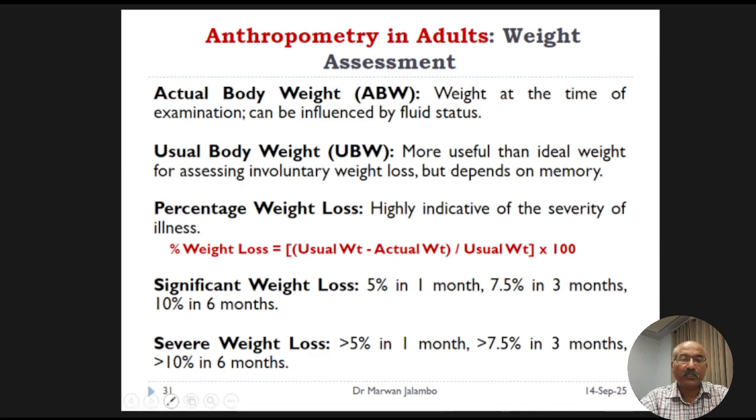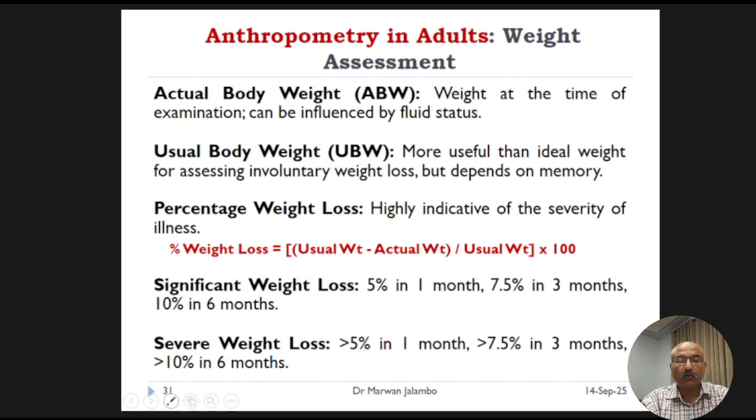The Academy of Nutrition and Dietetics and ASPEN have established consensus criteria for what constitutes significant versus severe weight loss over specific time frames. For example, weight loss of 5% in 1 month is considered significant, while loss of more than 5% in 1 month is considered severe.